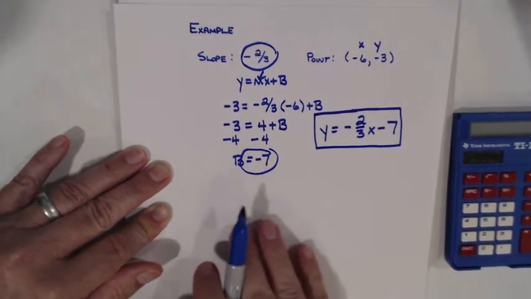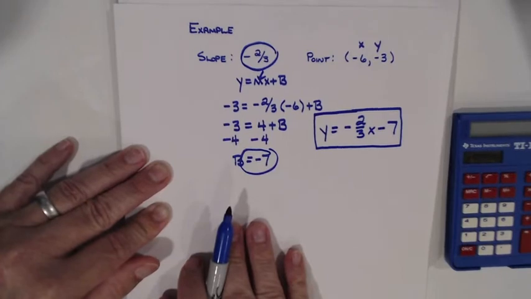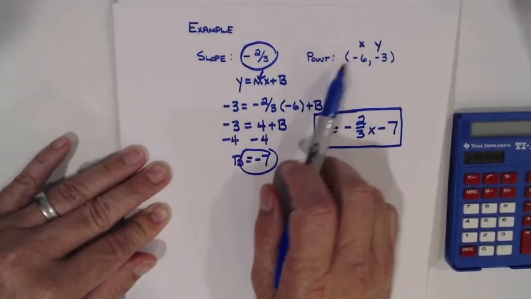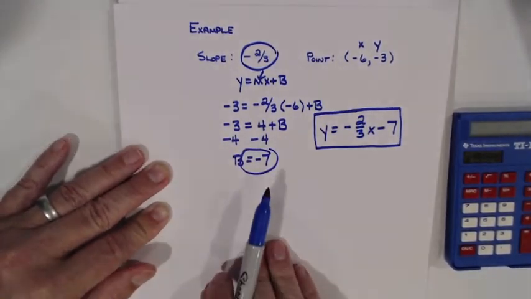In some other videos, I'll do some more examples of this, but this is the basics of using that formula and the information they give you, a slope and a point, to figure out the equation of a line.